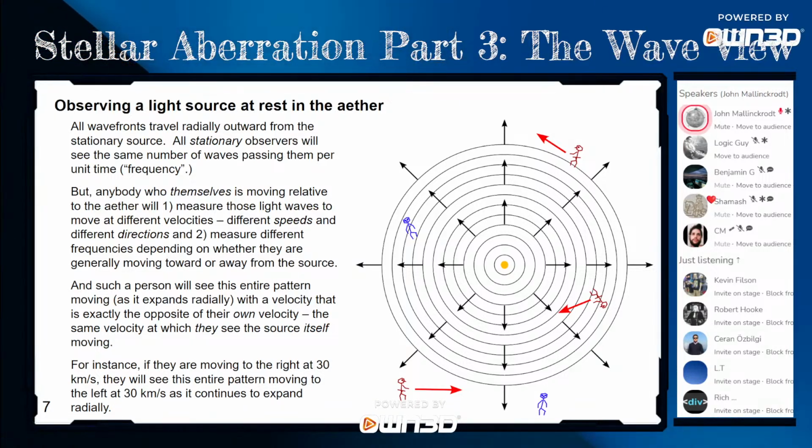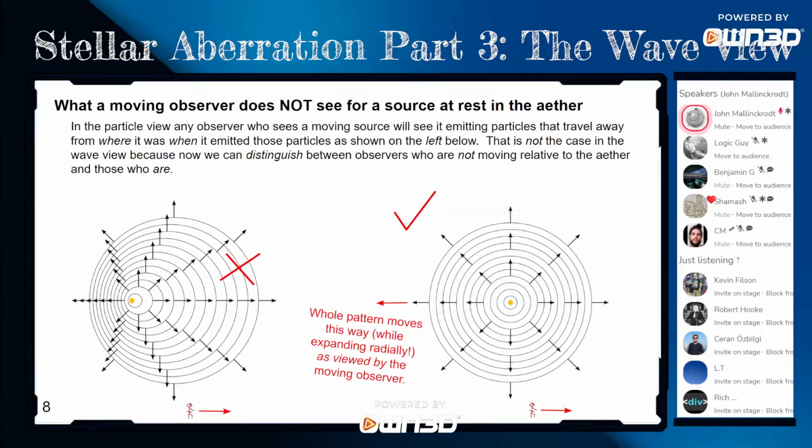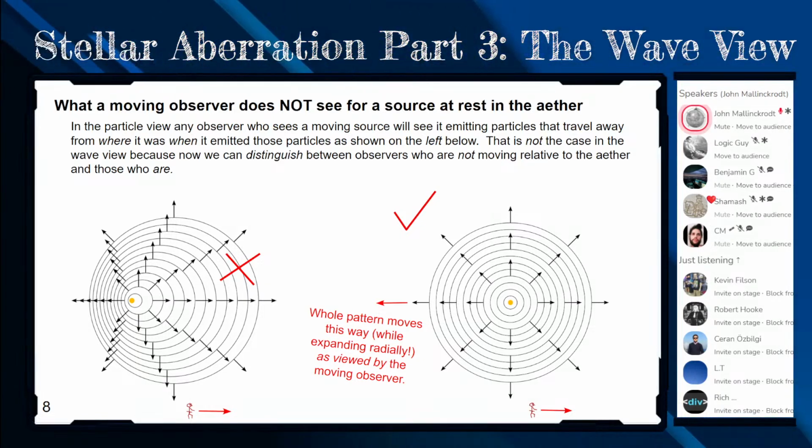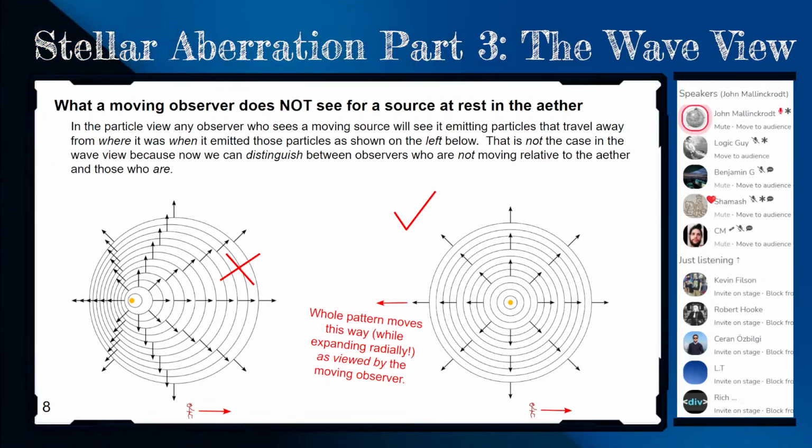Okay, next slide maybe, or comments. Okay, let's go on to slide 8. This is what a moving observer does not see. Now, I want to talk about what that looks like for a moving observer. And I've shown a couple things, one of which on the left there is not what a moving observer sees.